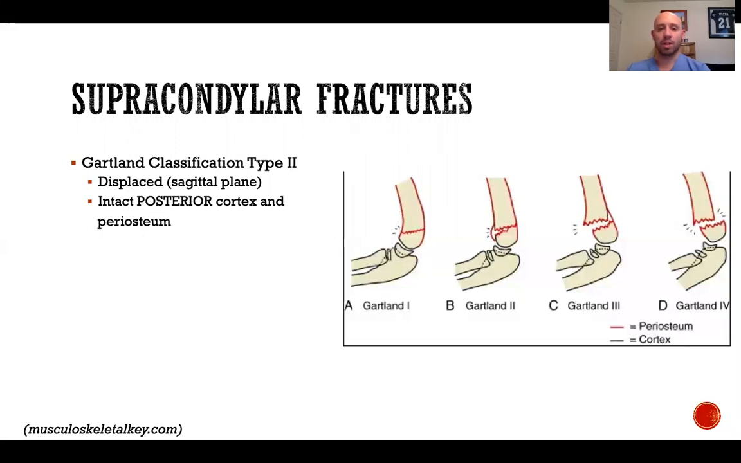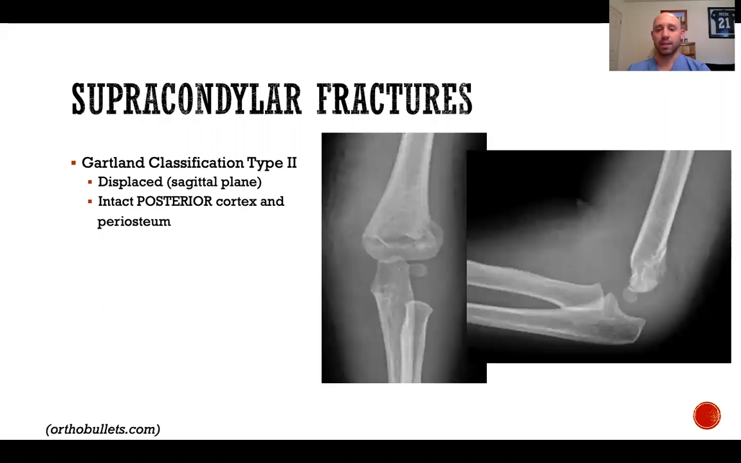Type 2s are going to be displaced. And like I said, Gartland classifications are always going to be extension types. So there's going to be more displacement at the anterior cortex, but there's an intact posterior cortex and periosteum. So it kind of just hinges off the posterior aspect. If we look at radiographs, again on the AP, you're going to see this fracture line through the supracondylar region. But then on the lateral, you're going to see this deformity. If you compare it to the last radiograph we just looked at, it's more extended. This anterior cortex here isn't in line with the rest of the humerus shaft.